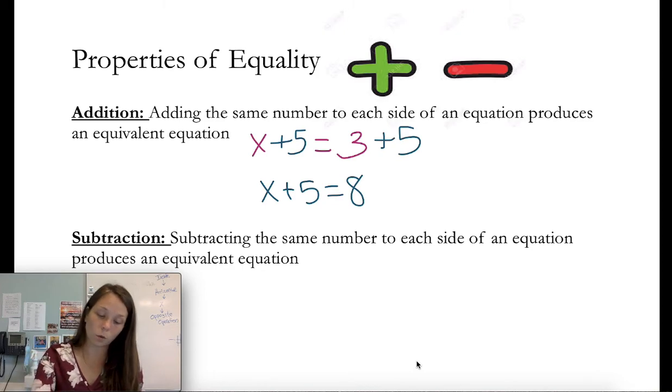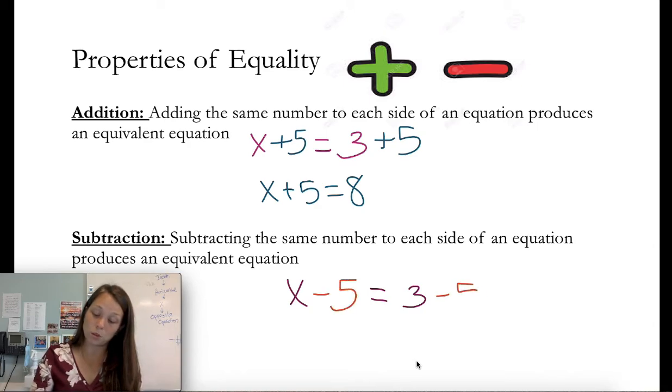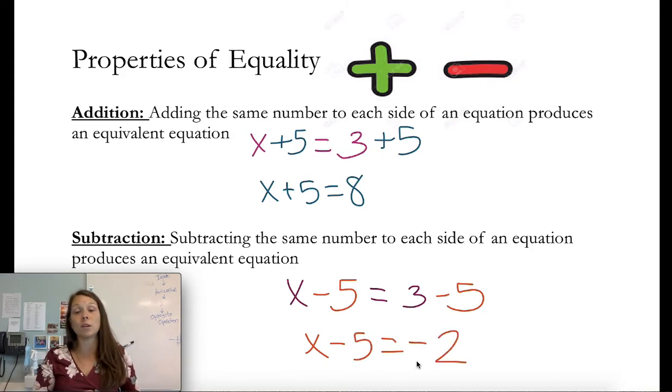Same thing works for subtraction. If I have something such as x equals 3, but I go through and I subtract 5 on both sides, I still have an equal equation, because whatever I did to one side, I did to the other. So I get x minus 5 equals negative 2 then.